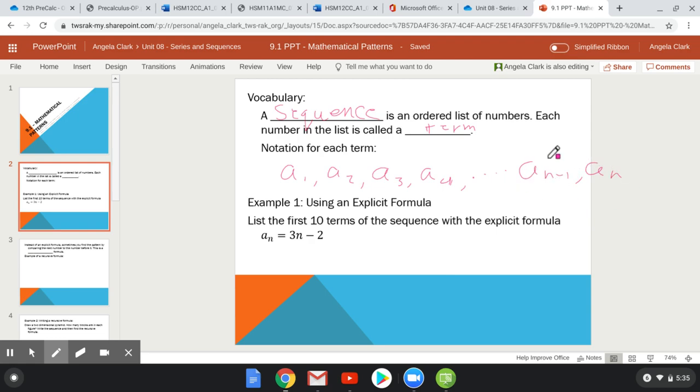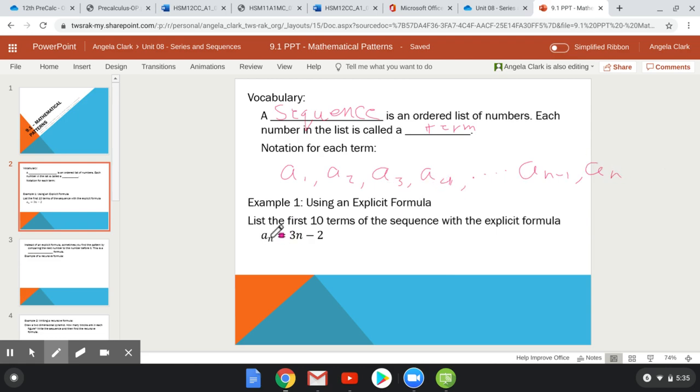So this could be 10 and this could be 9, right? If you see an minus 1, that means the term before an. And we're going to be using that a lot when we talk about the next type of formula. All right, so first we're talking about explicit formulas, and that's where I want to find a certain term number. The subscript here is always the term number. This is term 1, term 2, term 3, term 4, term n.